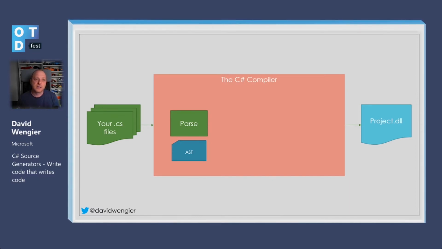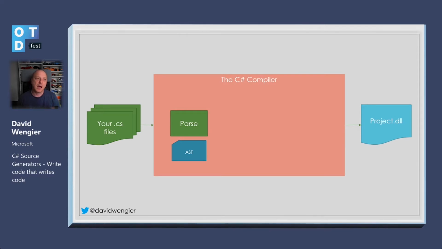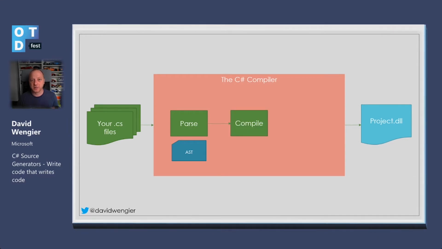This contains information about what your code represents in terms of methods and fields and properties. And it contains the names of types that you refer to, but it doesn't have a lot of rich information yet. So from the parse phase, we then move into the compile phase. And this is where your syntax trees are sent along and they become a compilation. A compilation now has all of that rich information about types.